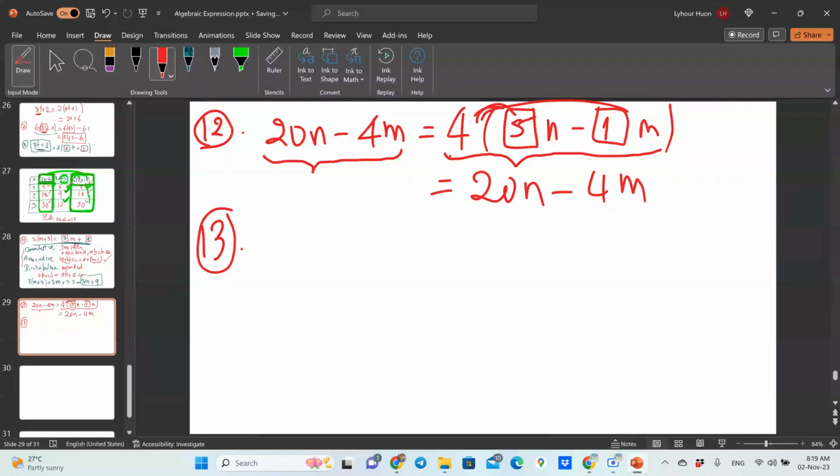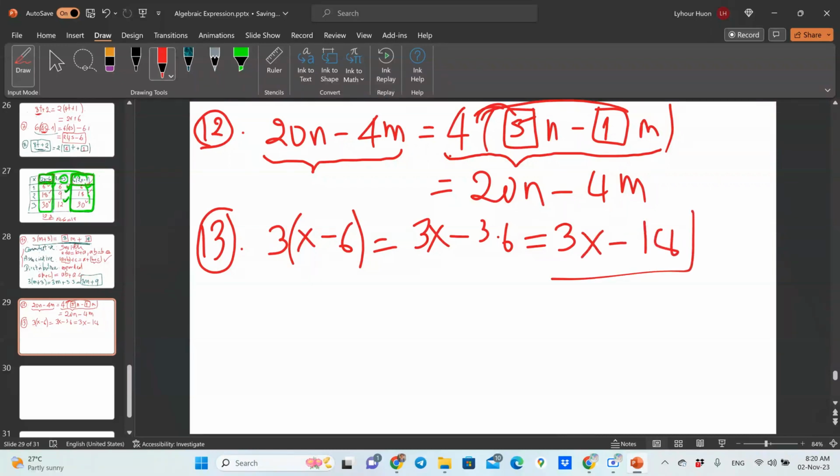Number 13. 3 times x minus 6. The result will be 3x subtracted by 3 times 6. 3x still remains 3x, and 3 times 6 is 18. So this is the result.